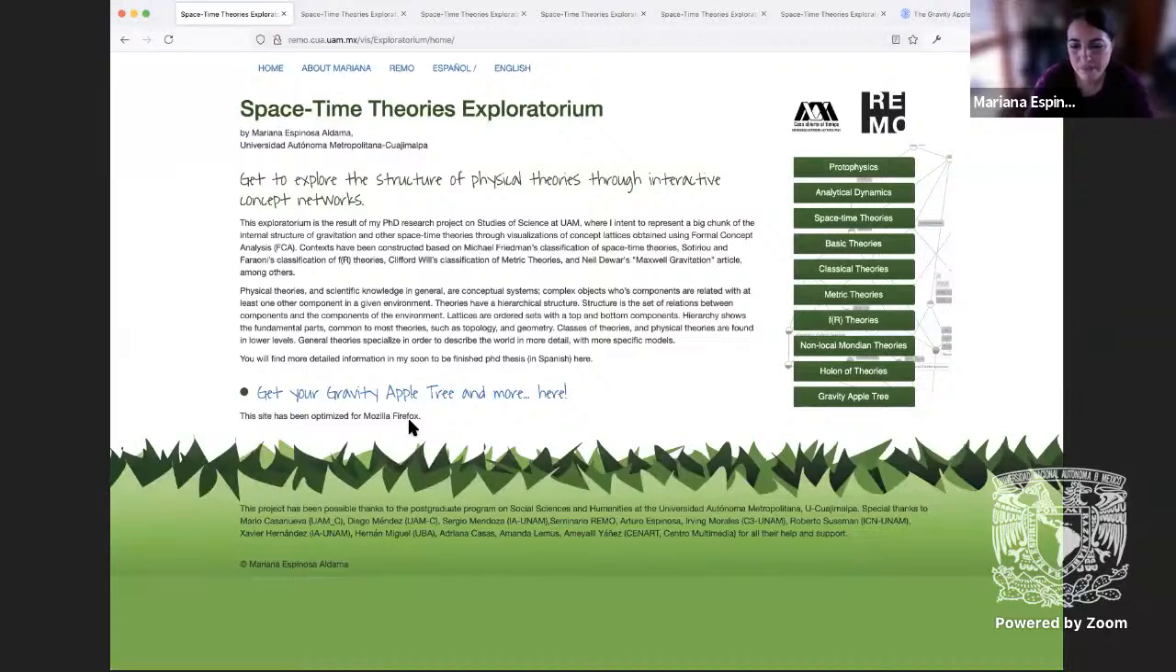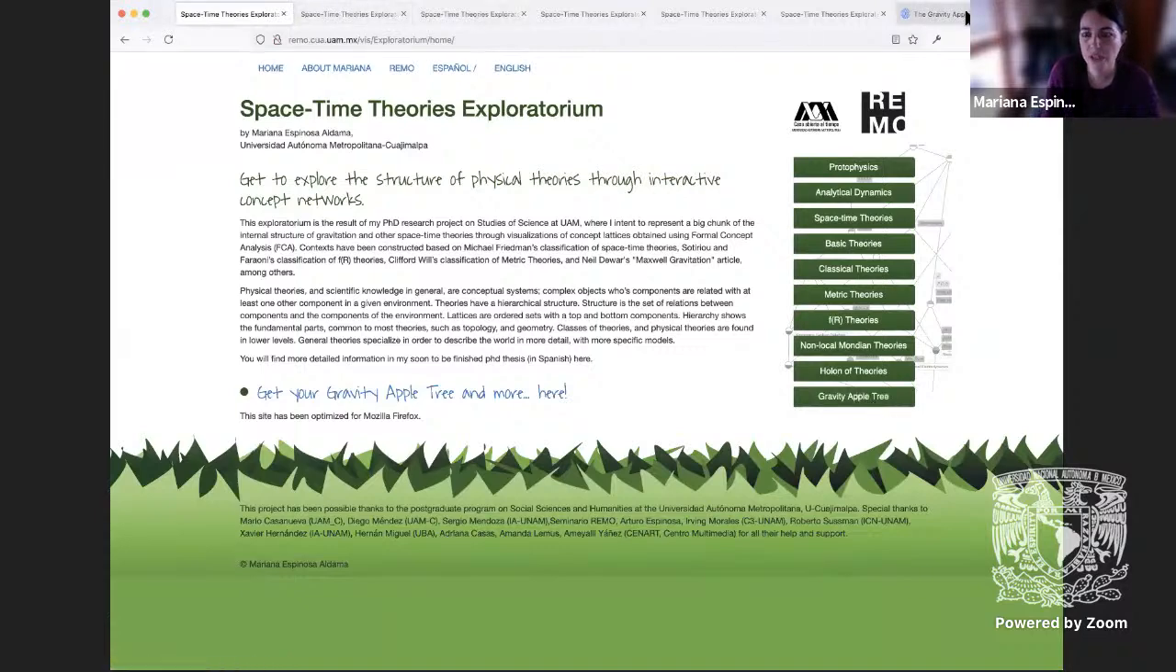It's the result of my PhD work on studies of science. Actually, the PhD is called social sciences and humanities, but I think this is way too broad to say what exactly I do, which could be said to be visualizations based on philosophy and physics. So it's more like science of science, I would say. And here you have all these buttons that lead you to the different visualizations. I'm going to start with the one at the bottom of the list, which is the gravity apple tree.